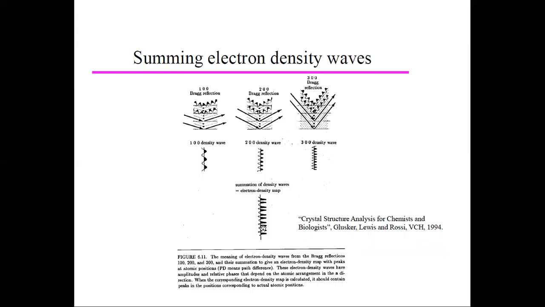So that depends on the atomic arrangement in a direction. When the corresponding electron density map is calculated, there should be a peak at the position corresponding to the actual position. This is the summation showing the different map of the summed electron density waves.